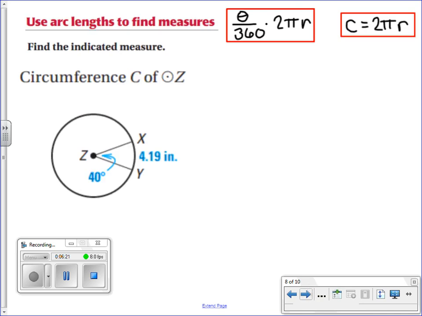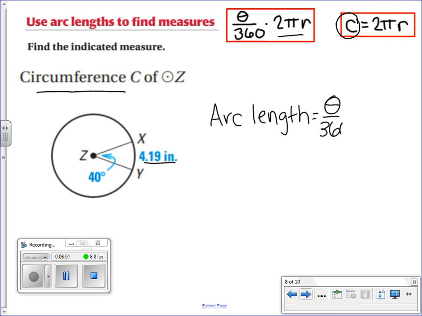Next, instead of trying to find the arc length, we actually have that here. We want to find the circumference. So this is where, instead of having 2 pi r, we're going to plug in c for our equation. So arc length is equal to theta divided by 360. And in this case, we're going to just write c for circumference. So let's see what we have. Arc length we see is 4.19.